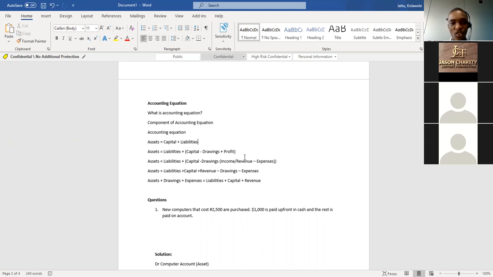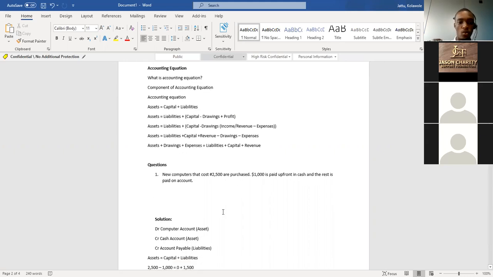But with this, you need to be groomed, and you need to be well grounded when it comes to your accounting equation. So if you know these 6 major components, that is this 6 major breakdown of it, then you are good to go with your accounting equation. So let's start with the question.